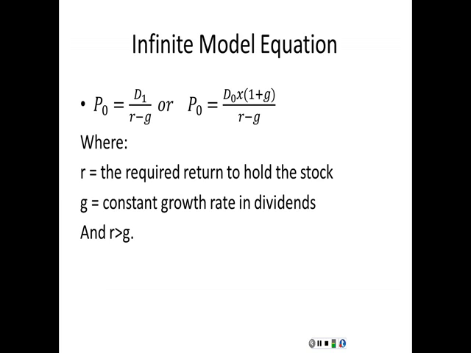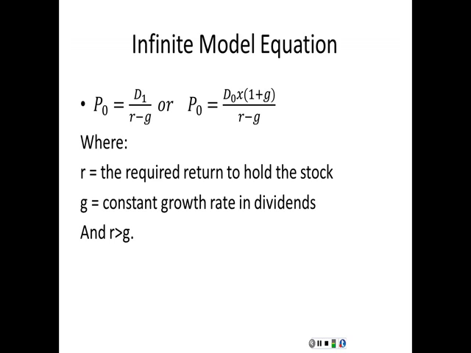Our infinite cash flow stream reduces to the simplest equation we'll use all semester. It's just next year's dividend divided by R minus G. And you see an alternate equation where we take today's dividend and grow it one period. Well, think about what that means. If I grow today's dividend by one period of growth, that just gets me D1. Okay, so the two equations are the same.